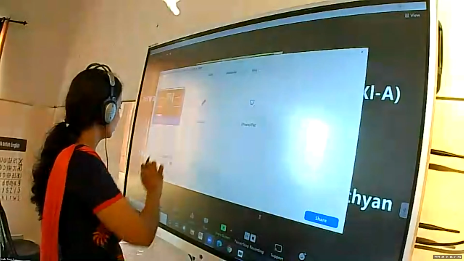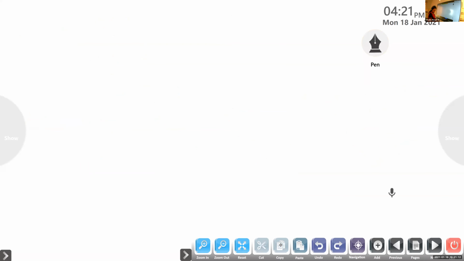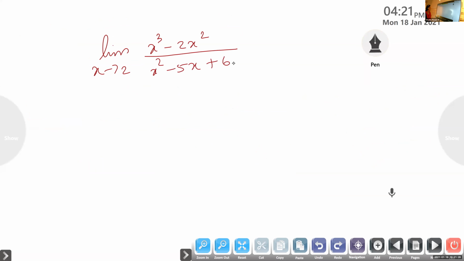Now write the next one. Next one. Limit x tending to 2, x cube minus 2x square by x square minus 5x plus 6. How to do this?